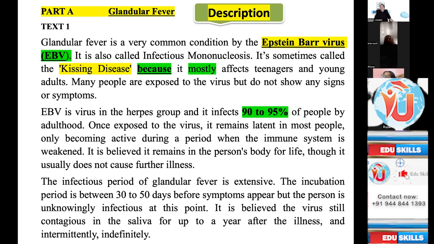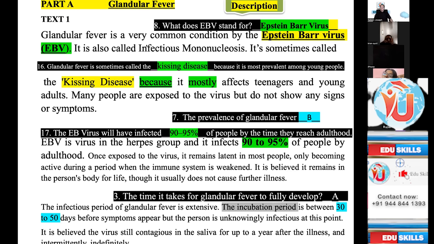See, what we have highlighted here is the name, abbreviation, kissing disease, that's the answer. Mostly scale, 90 to 95, number and percentage, that's another answer. What does EBV stand for? In the beginning, first sentence you have the abbreviation. Immediately you can find the answer. It is Epstein-Barr virus. And the 16th one, glandular fever is sometimes called the kissing disease because it is most prevalent among young people. Instead of young people, they say teenagers and adults.